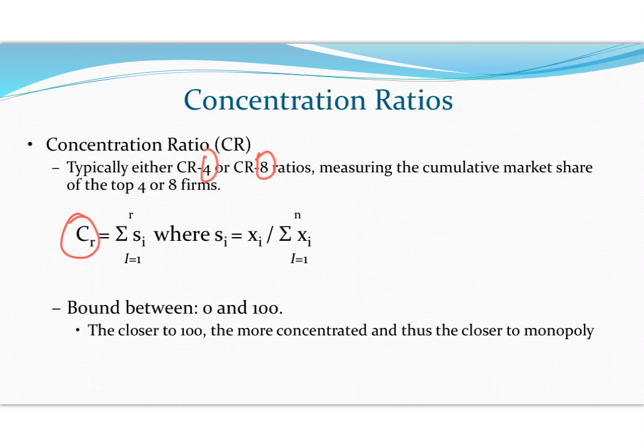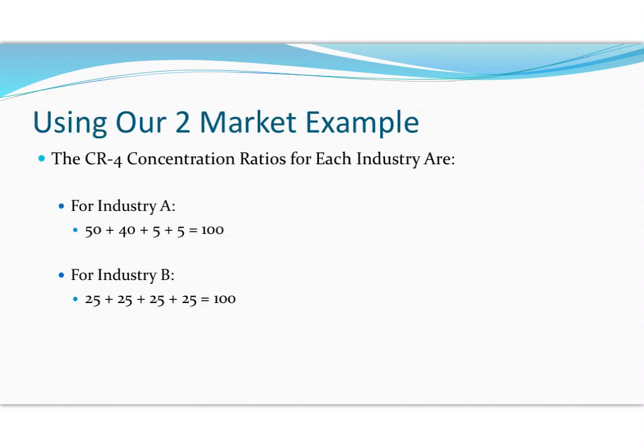So if we try to apply this to the industries that we had before, here's the CR4 of the two industries. For industry A, we add up the market share of the top 4 firms and get 100. For industry B, we add up the market share of the top 4 firms and get 100. If we did a CR2, this would be 90 and this would be 50. If we did a CR3, the top one would be 95, the bottom one would be 75. So we can do any numbers: 4, 8, 20, 50, 100. Those are the common ones.